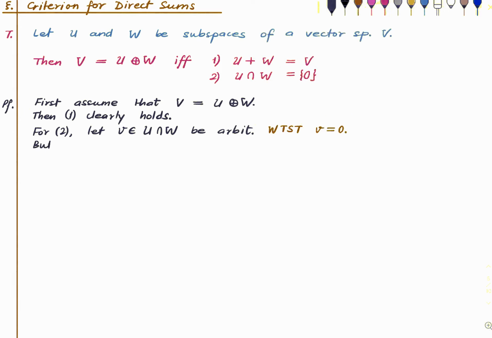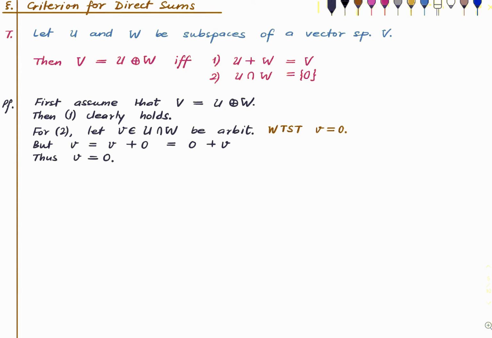But V can be written as V plus 0, and it can also be written as 0 plus V. So when we write it this way, think of this as a vector in U, and that is a vector in W. And when we write it this way, think of 0 as a vector in U and V as a vector in W. And now by definition of direct sum, there should be only one way to write V as a sum of a vector in U and a vector in W. It just forces that V is 0. So thus, V is 0 and we have proven 2. So this direction is done.